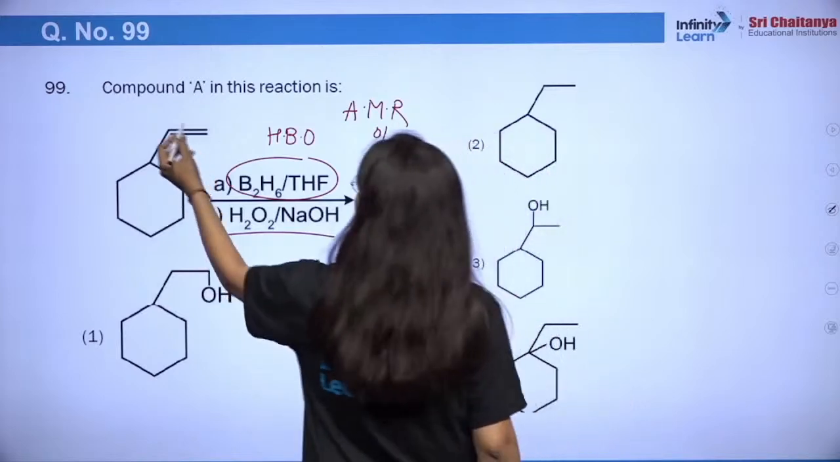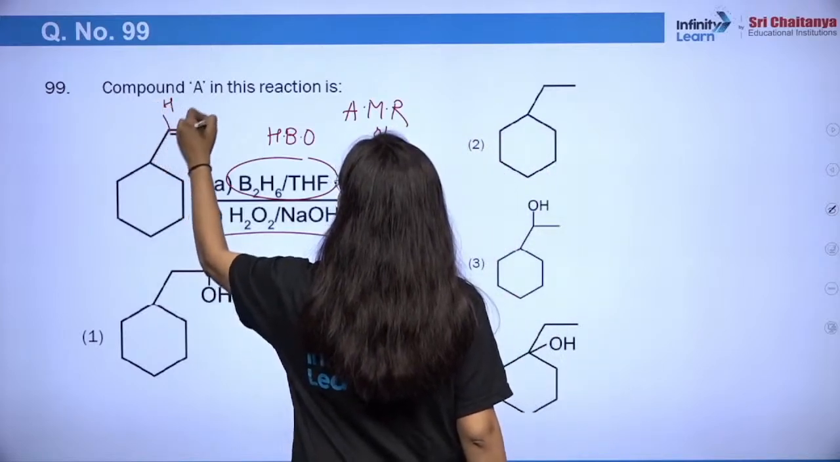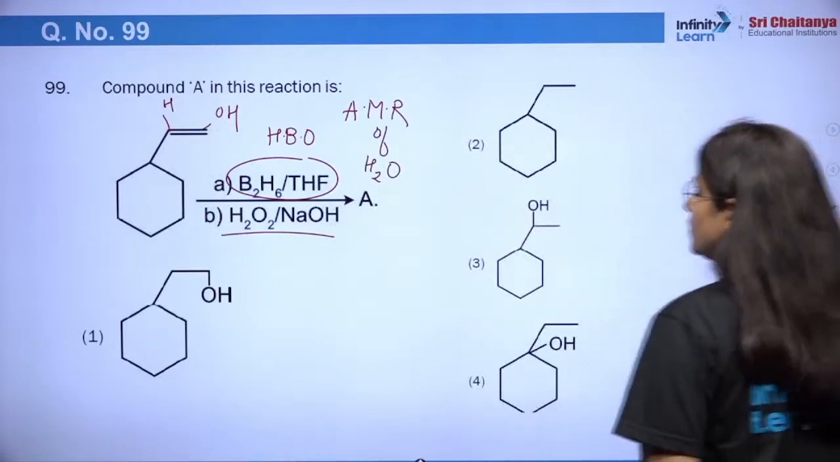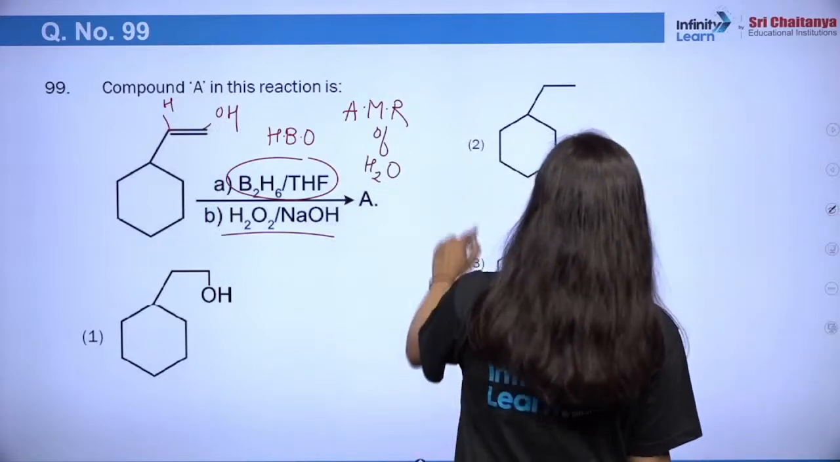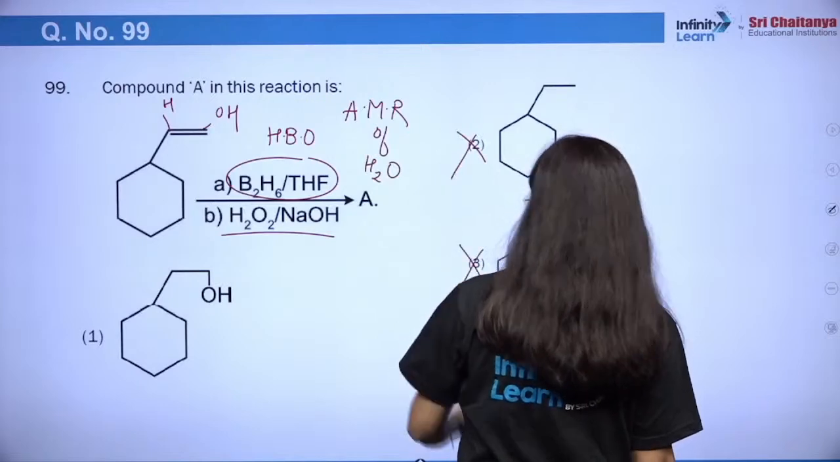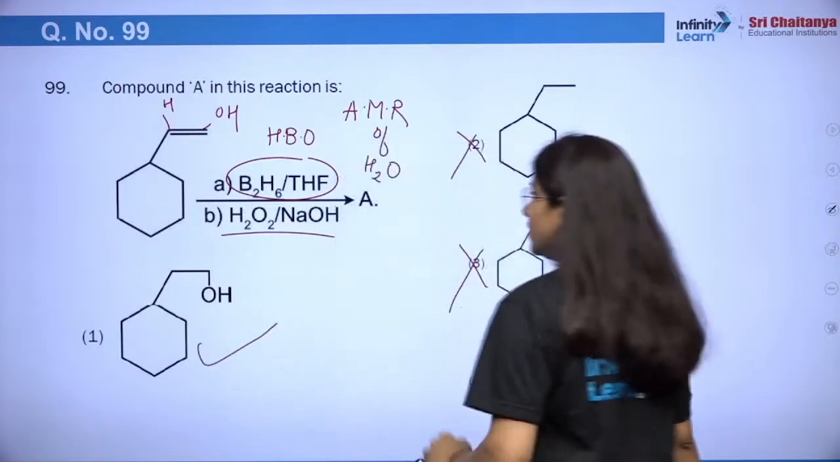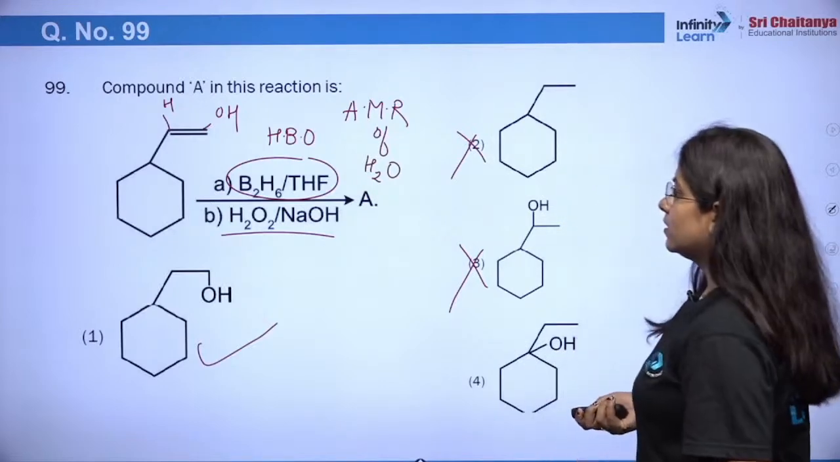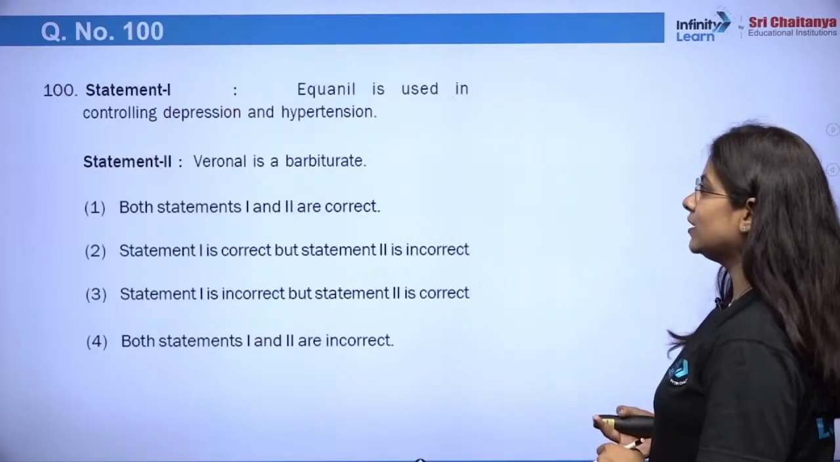So here HOH, so here H will come, OH will come. So what will be my product? So my product will be, no, this will not be the product, this will not be the product, my product will be A, 91A, right? Next, this is the last question.